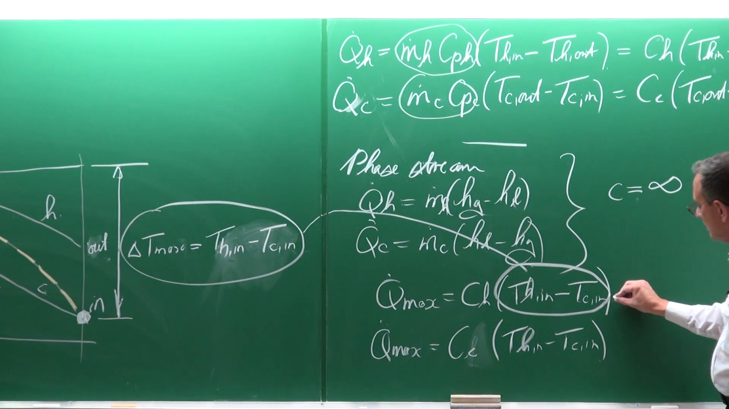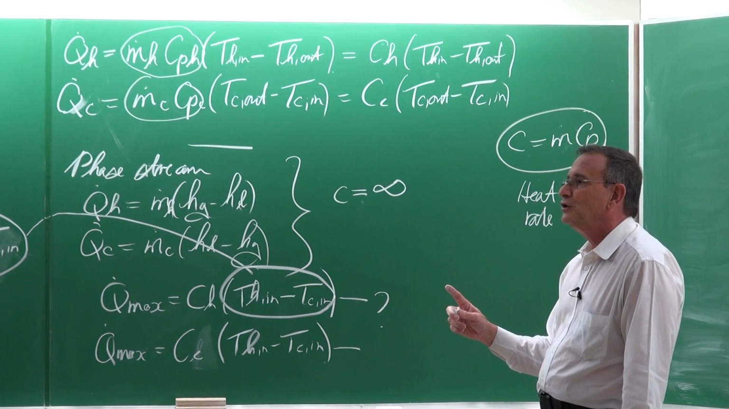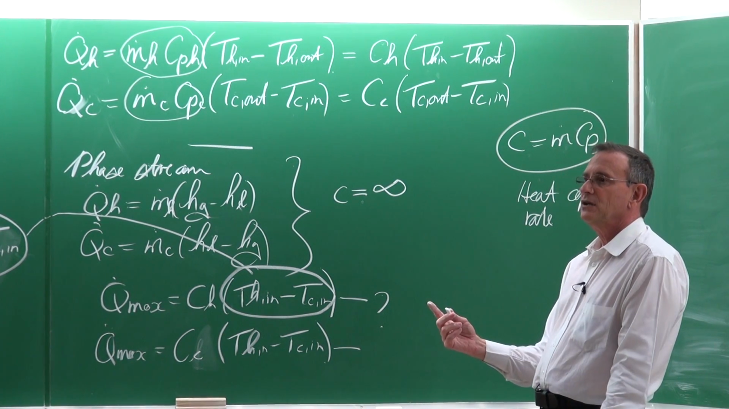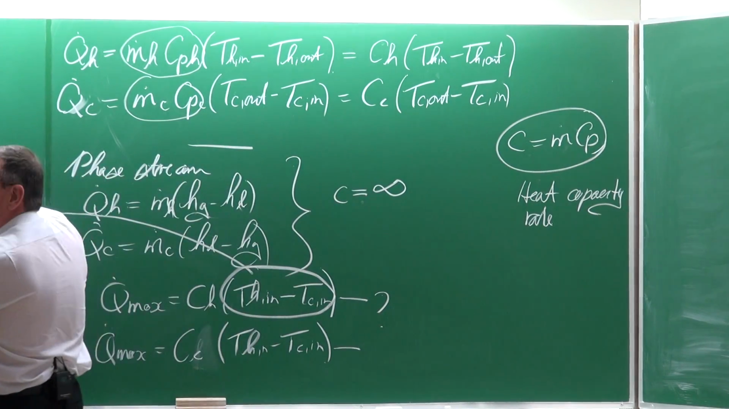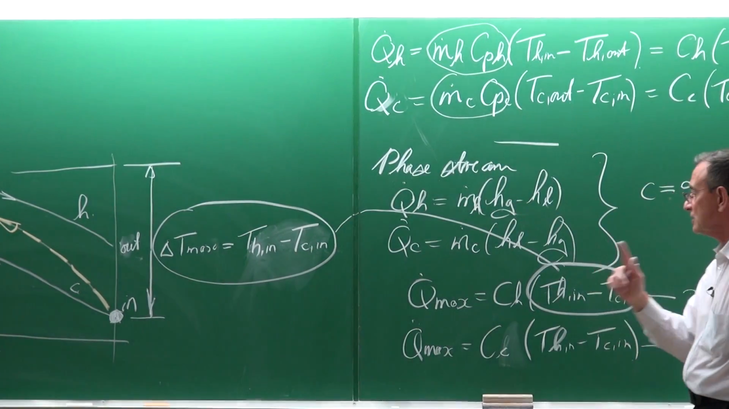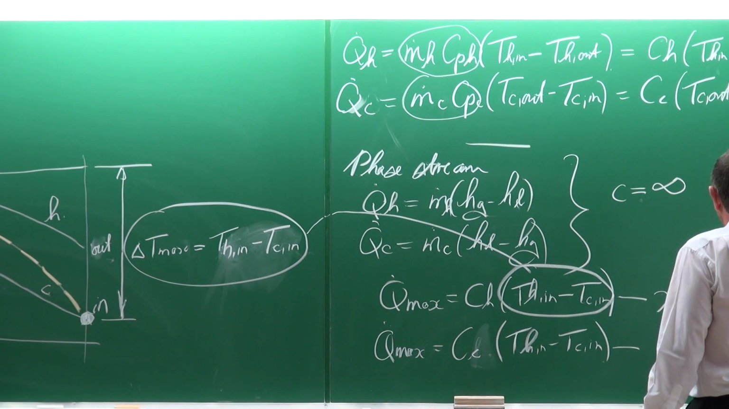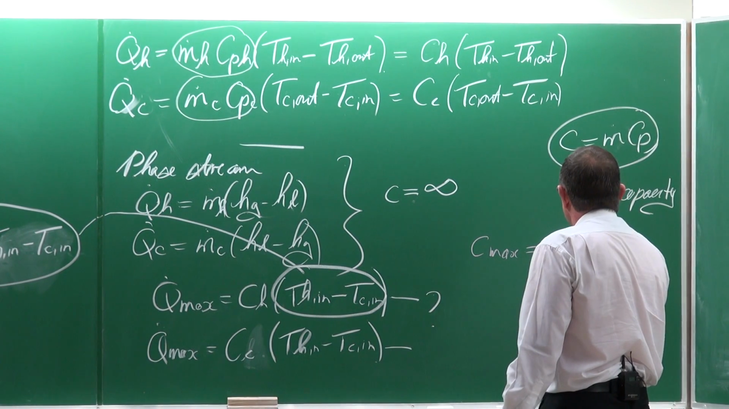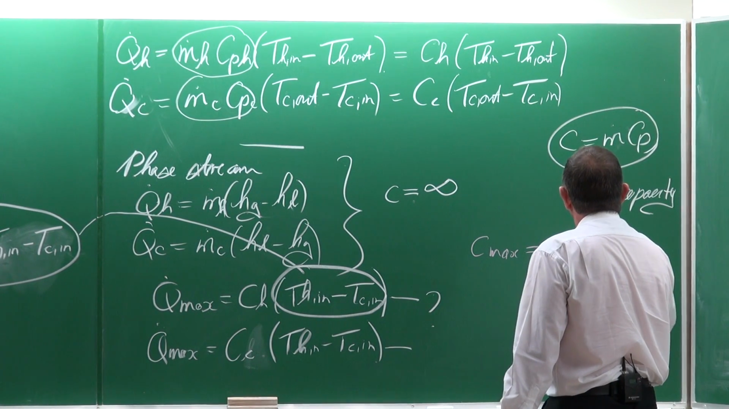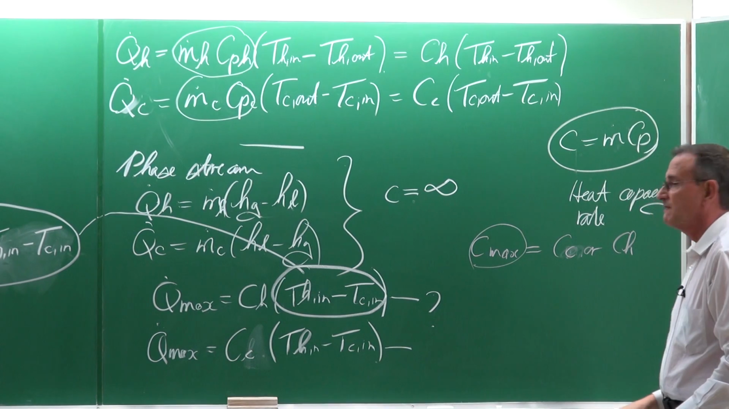Okay. Now, these two will give different answers. But one of them is going to give a higher answer than the other one. Which one is it going to be? Because for both of them, we use this delta T. The one that's going to give the highest heat transfer rate is the one which has the highest value of C. So we need to get C max. So C max is either C minimum or C cold or C_H. And just by looking at the values, we can choose the C max value.